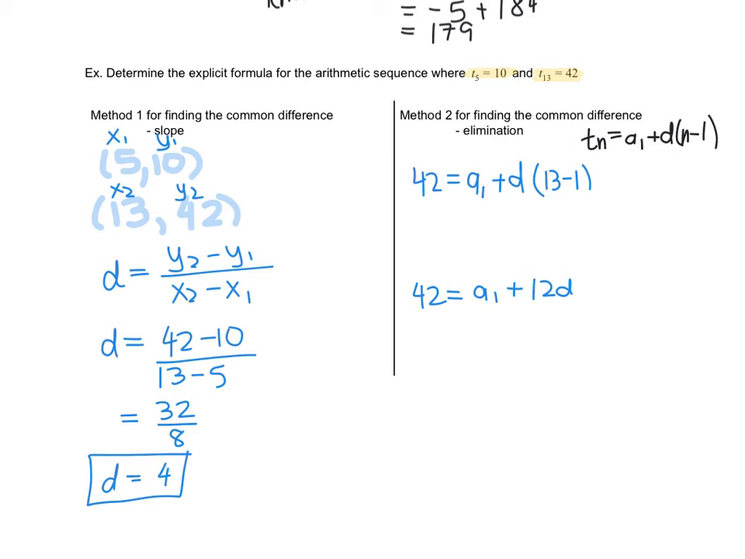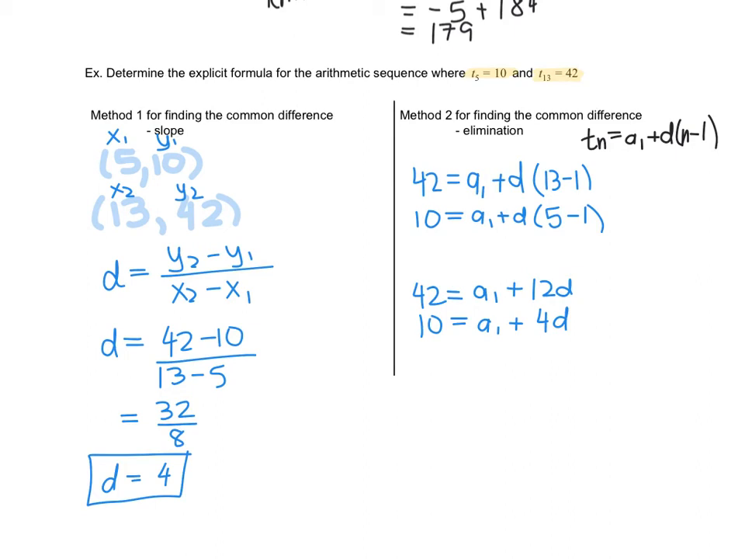And then for the 5th term, it is 10. I still don't know a1. I still don't know my common difference, but it's the 5th term, so 5 minus 1. And again, I'm going to clean it up. 5 minus 1 is 4, so I'm going to write 4d. Now, I have two equations with two unknowns. This should remind you of a linear system from grade 10.